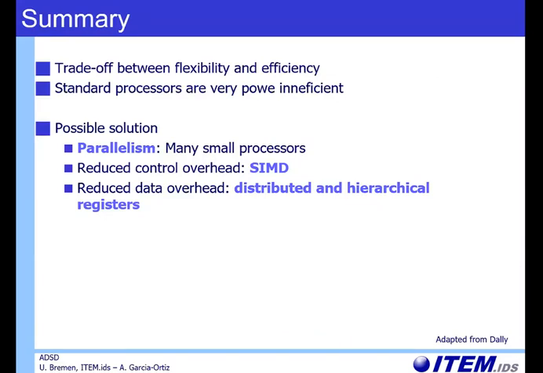So let's see what we have seen. We have seen that there is a trade-off between flexibility and efficiency. We have seen that the standard processors, the monocore processors that were used in the 90s, are very power inefficient. And because of that, what we have to do is to try to increase parallelism, to have a lot of small processors, then to reduce the control overhead using the idea of single instruction multiple data, and to reduce the data overhead just doing a distribution of the memory elements, especially of cache and registers. Good?